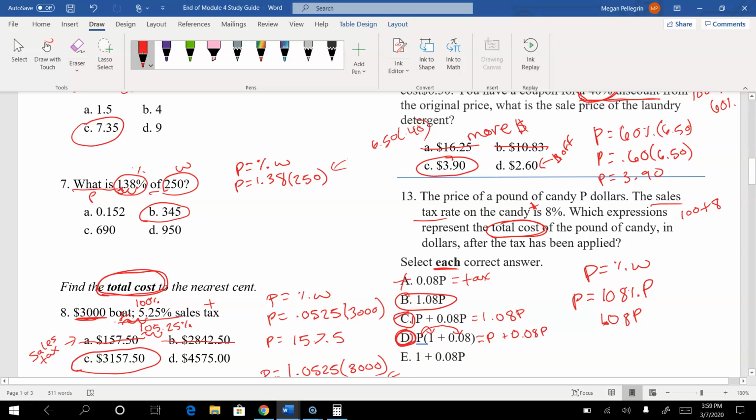E, we have 1 plus 0.08p. So the difference between E and C is this is a P and this is a 1. Those aren't like terms, so you can't combine them. So E is not a correct answer. So we had 3 answers, B, C, and D.